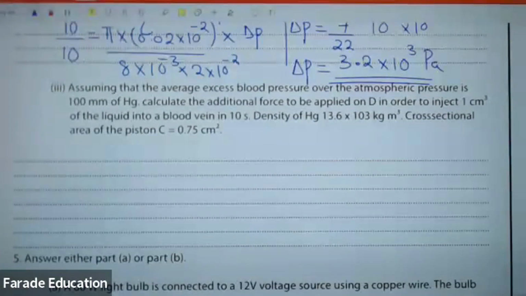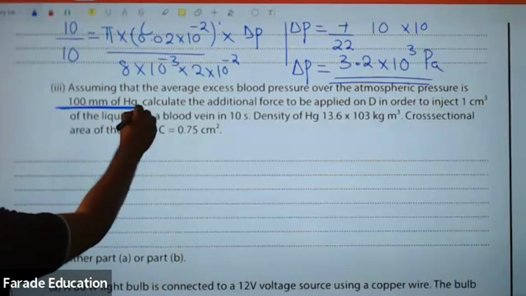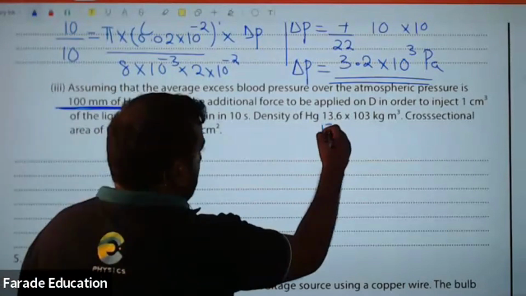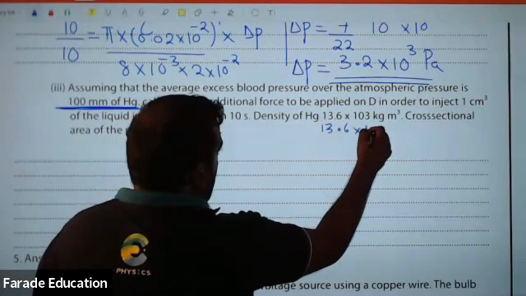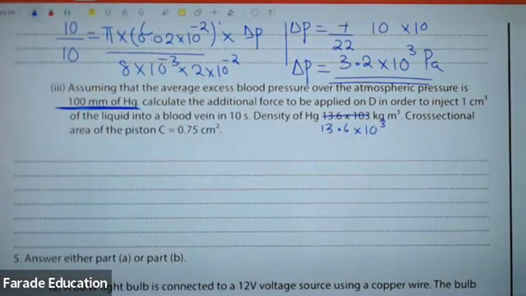Assuming that the average excess blood pressure over atmospheric pressure is 100 millimeter mercury. That means inside your blood, the blood pressure is 100 millimeter mercury. Calculate the additional force to be applied on D in order to inject 1 cubic centimeter of blood into the blood vein in 10 seconds. Density of mercury is 13.6 times 10 to the power 3. Cross-sectional area of the piston is given.